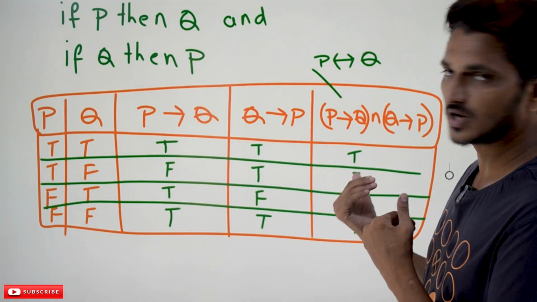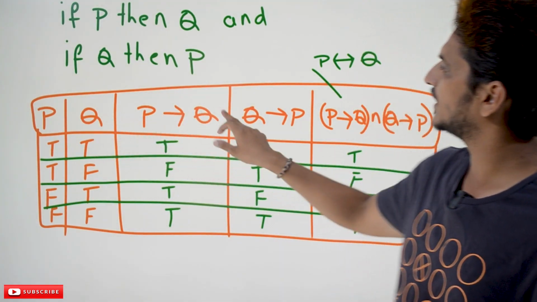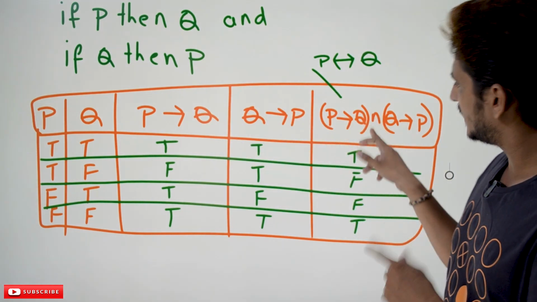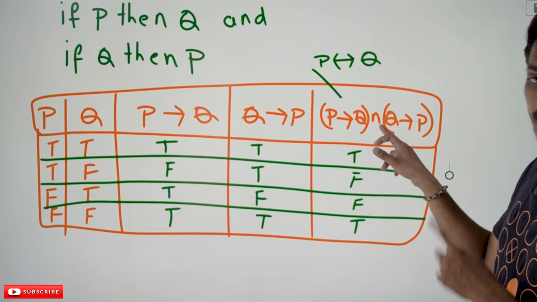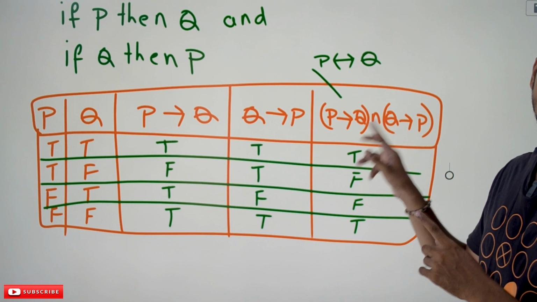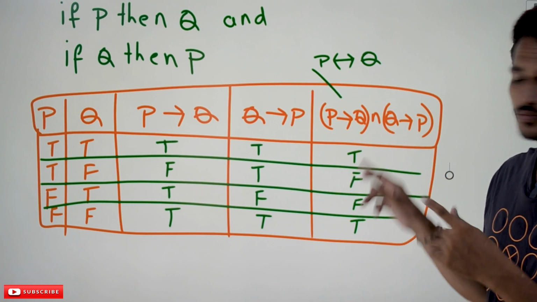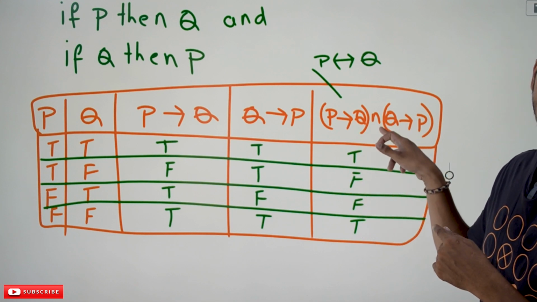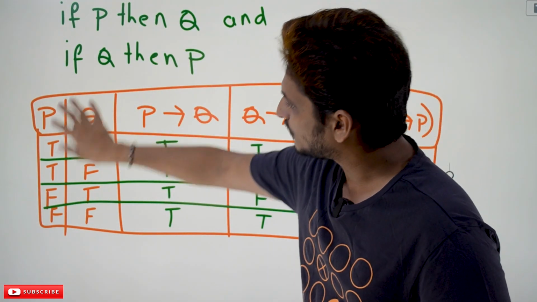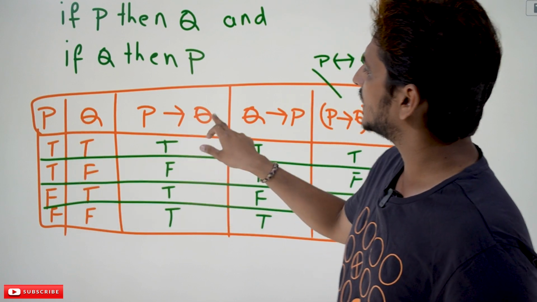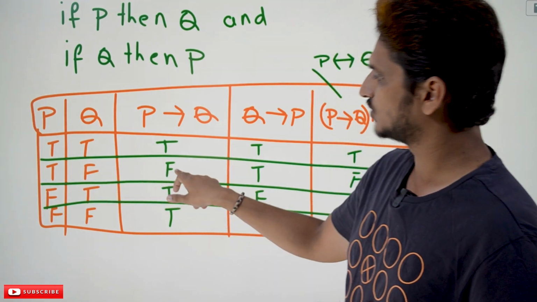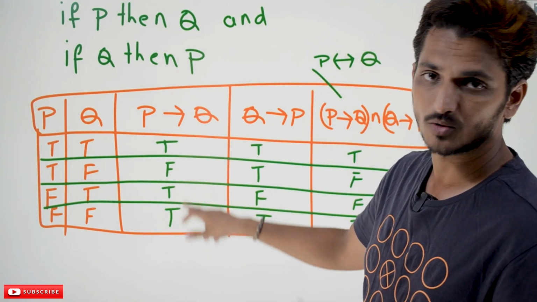So construct the truth table with P, Q, P implies Q, then Q implies P, then P implies Q conjunction Q implies P, meaning both have to be satisfied. If both have to be satisfied, we go with the conjunction symbol. Now try to construct the truth table. These are the possibilities for P and Q. P implies Q: TT, it is going to be T. TF, it is going to be false. Remaining conditions, it is going to be true.